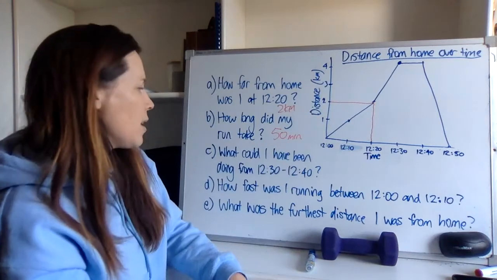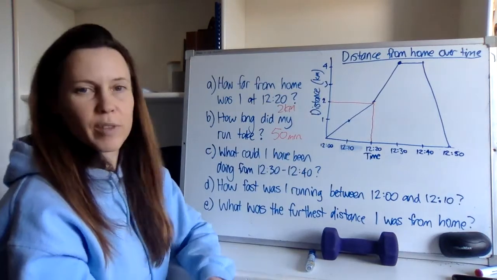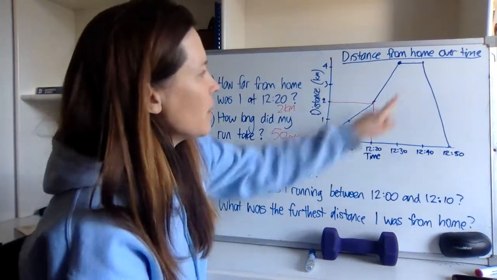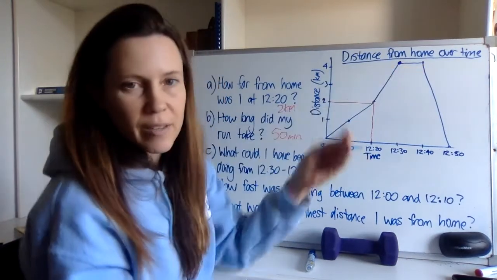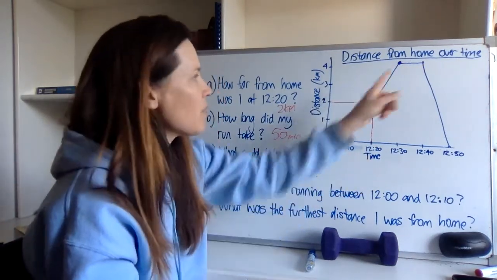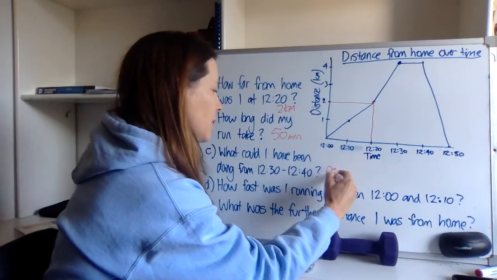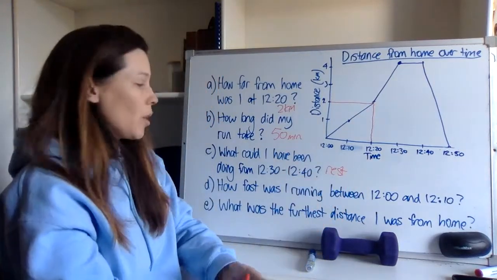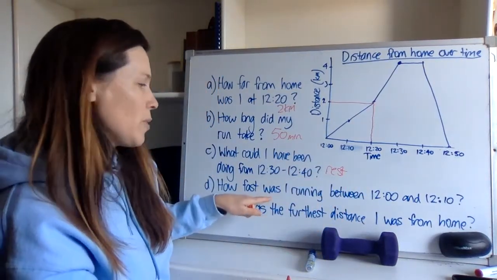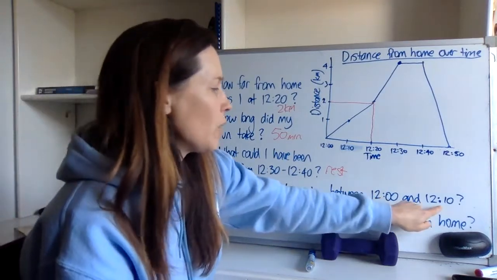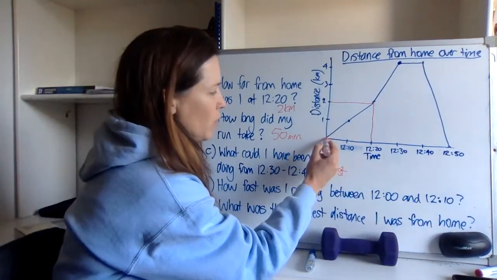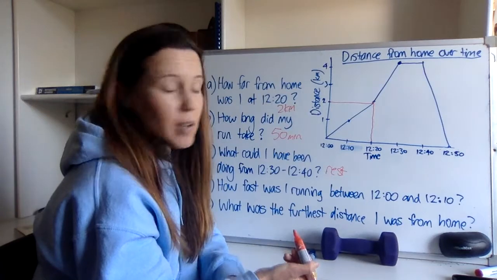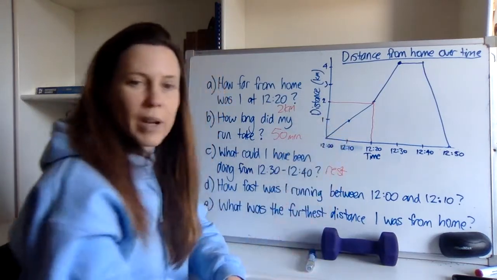Quite straightforward. What could I have been doing from 12:30 till 12:40? Well, in that time, I didn't get any further away from home, so I must have been maybe having a rest. Or at least I was stopped. I wasn't moving. How fast was I running between 12 and 12:10? Okay, well, it took me 10 minutes to cover that time, and in that time I went 1 kilometre.